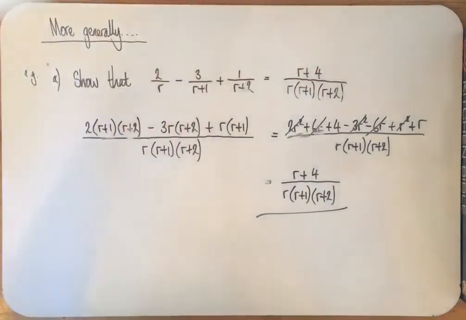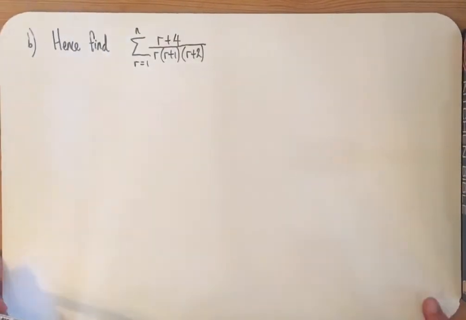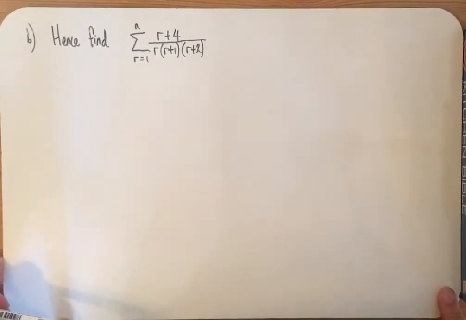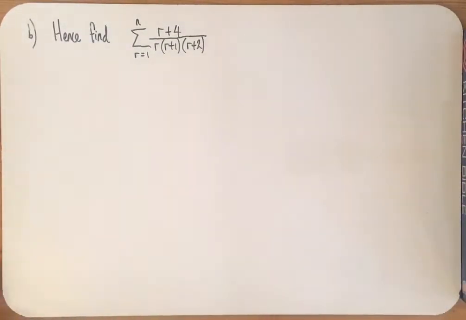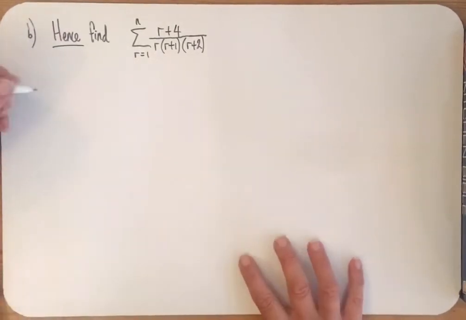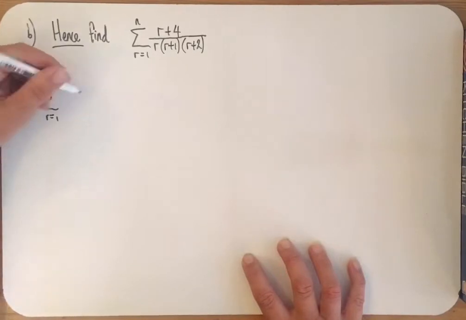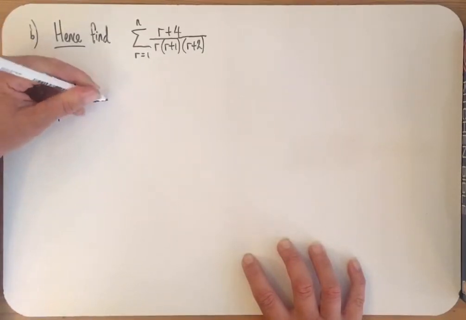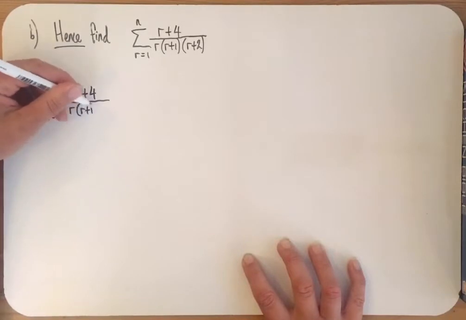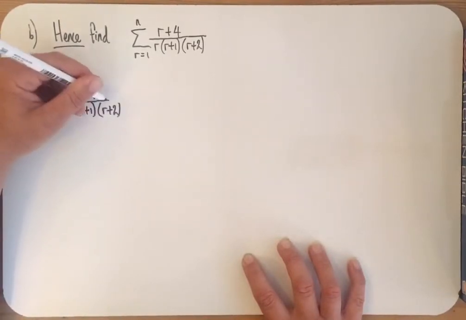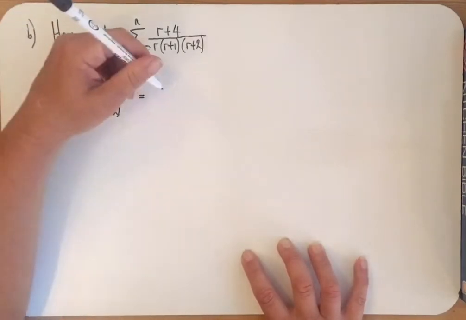Moving on from there, we want to use method of differences to sum a series. And this is a more general series, so it's finishing on n rather than on a specific number, but the method is the same. So it's hence, so we want to use what we found. And so this sum here is equal to the expression we found in part A.